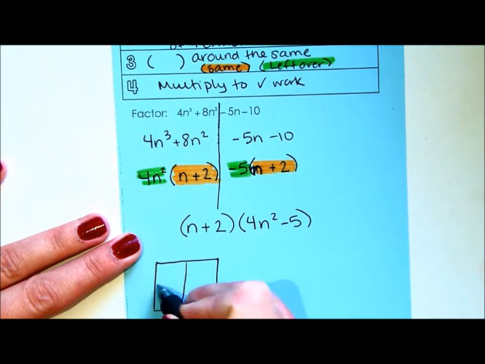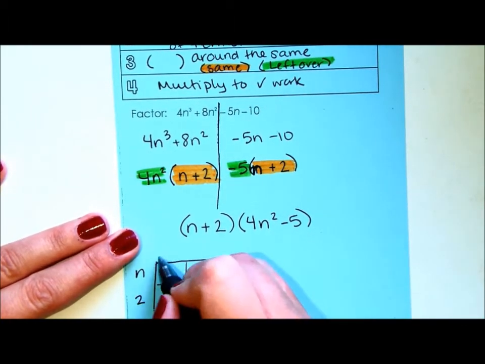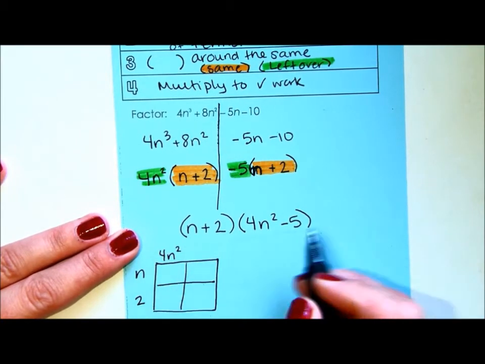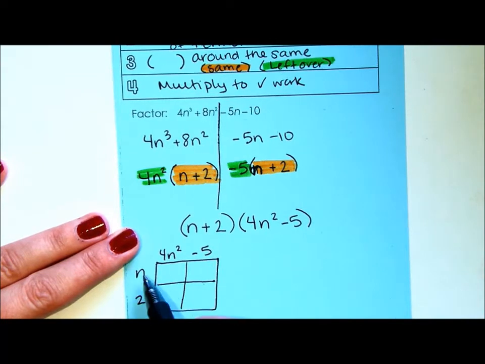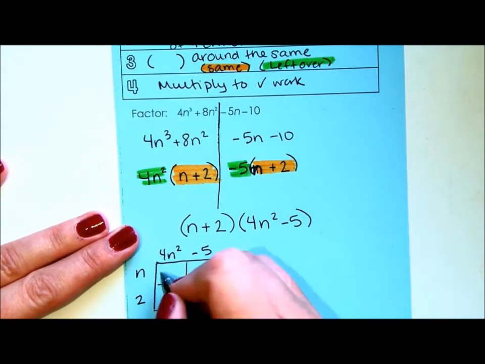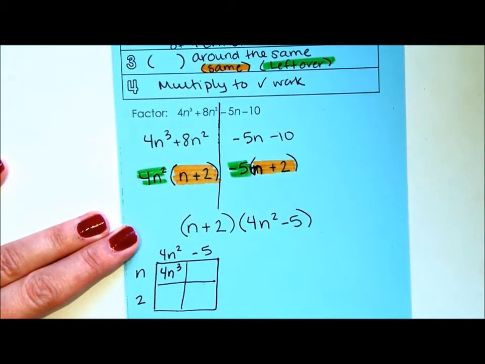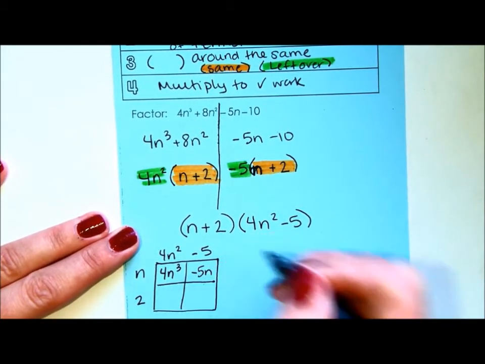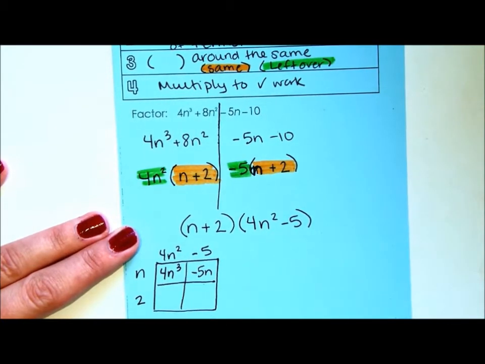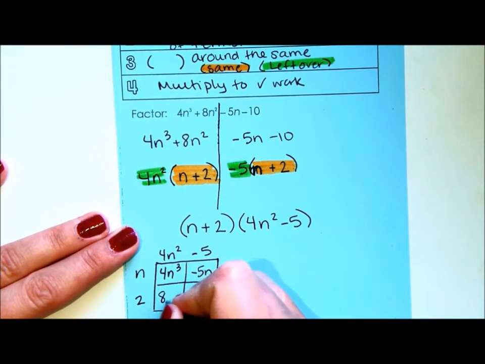I'm going to have my n and my 2. I'm going to have my 4n squared, and I'm going to have my negative 5. Here we go. So I'm going to go n times 4n. That's going to give me 4n cubed. I'm going to have n times negative 5. That's going to give me negative 5n. I'm going to have 2 times 4n squared, which would give me 8n squared. And negative 5 times 2 is going to give me negative 10.